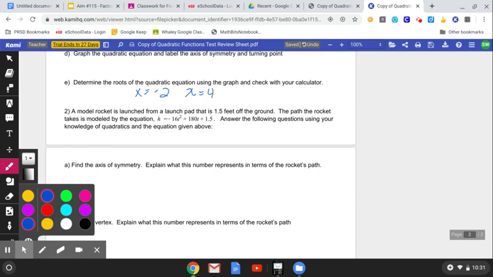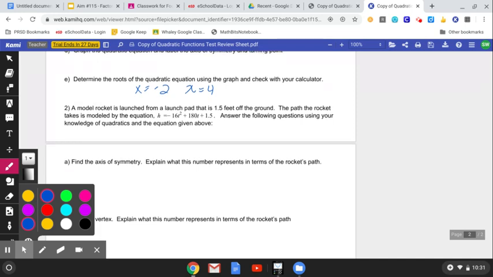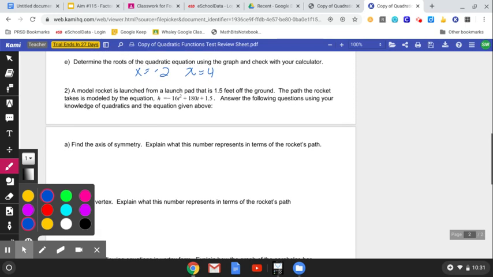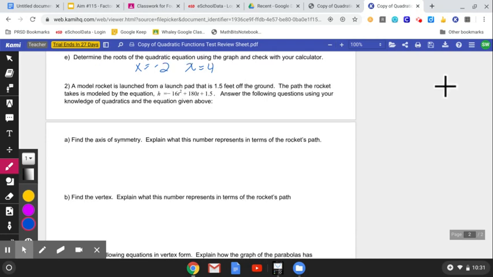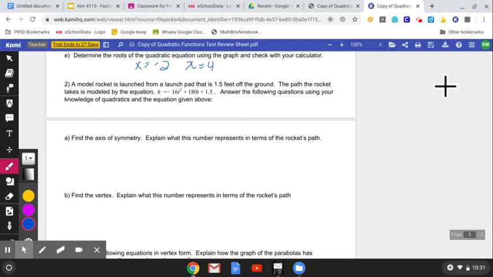A model rocket is launched from a launch pad that is 1.5 feet off the ground. The path the rocket takes is modeled by the equation h equals -16t squared plus 180t plus 1.5. Answer the following questions using your knowledge of quadratics and the equation above. That equation tells us the height of the rocket, and t is the time as it goes along its path, its launch. Okay, so find the axis of symmetry.